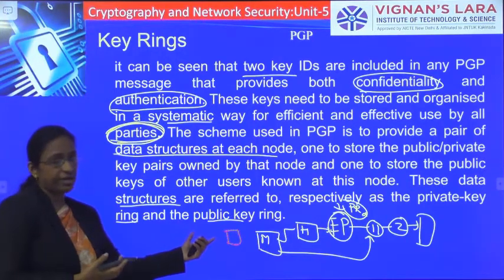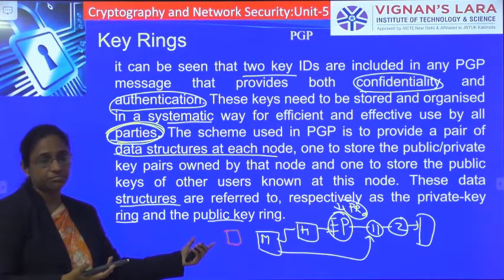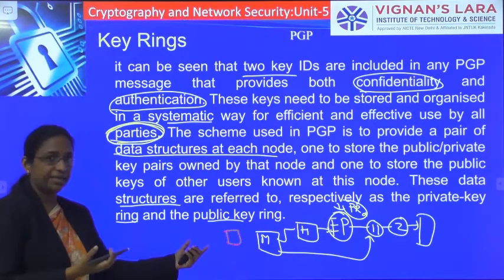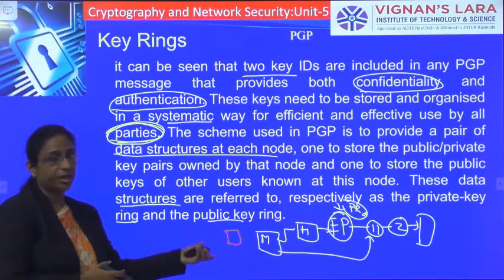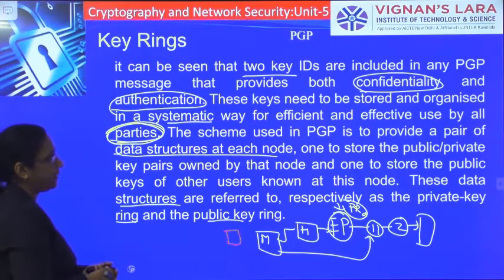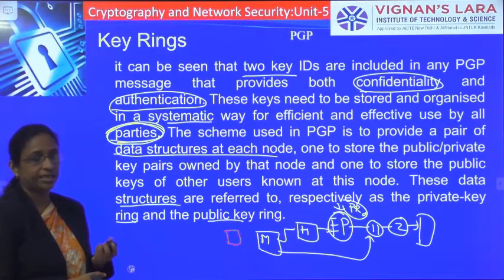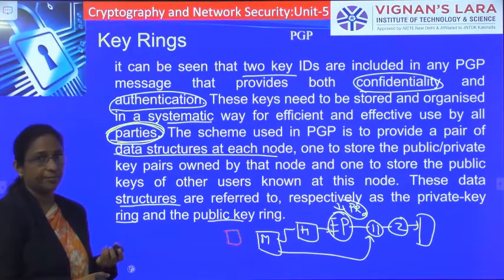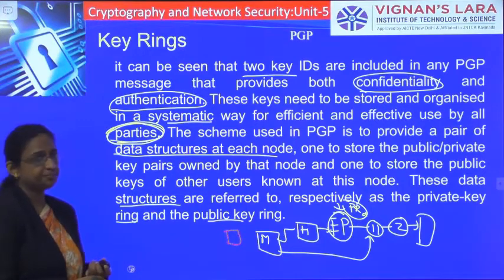Similarly, we have a public key ring, which maintains the public keys. Whatever n members you have, all the public keys of those n members will be placed in your public key ring. So that is the public key ring and private key ring, which are data structures that PGP maintains. PGP maintains the public keys and private keys of all the parties in those data structures.